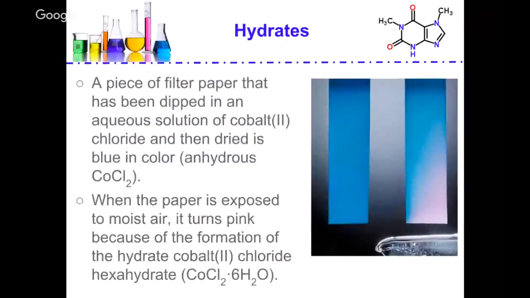A piece of filter paper that has been dipped in an aqueous solution of cobalt(II) chloride and then dried is blue in color, which is the anhydrous. When the paper is exposed to moist air, it turns pink because cobalt(II) chloride hexahydrate is going to be pink.